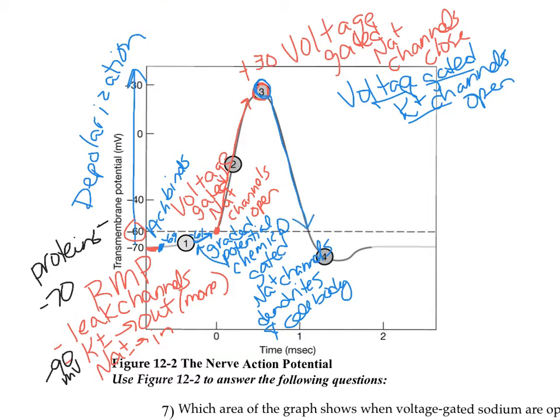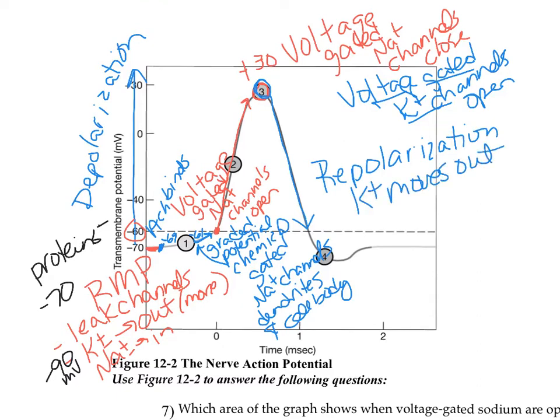What do we call that? So repolarization. Repolarization occurs when potassium moves out, right? Potassium diffuses out of the cell. Then we hit negative 70 again, okay? So we're going to hit negative 70, and this is another voltage that the potassium channels are sensitive to.